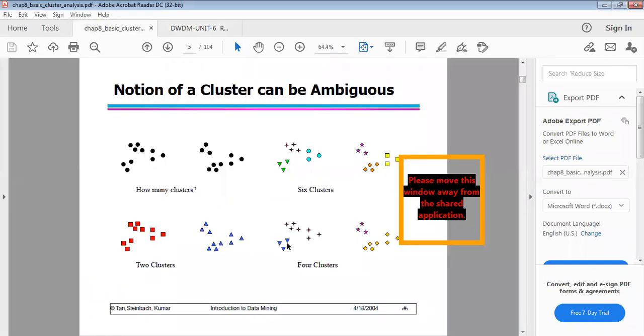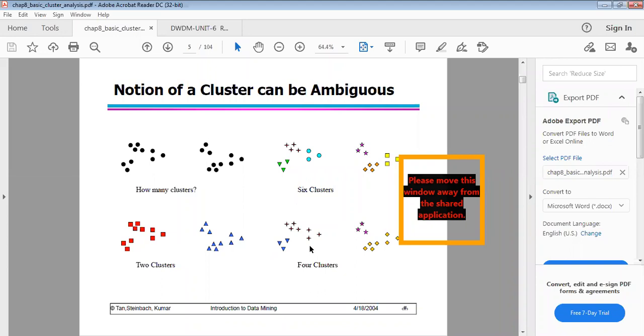This is the notation of the cluster we have to represent. These are the original points. These original points we have to divide into two different clusters. So here the red square boxes are represented as one cluster, and the blue triangles are represented as another cluster. So the data points we have to group into two clusters.